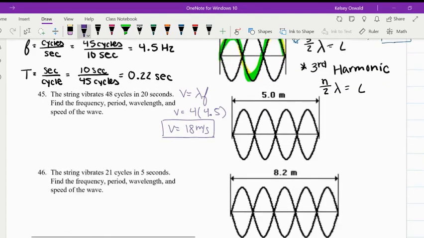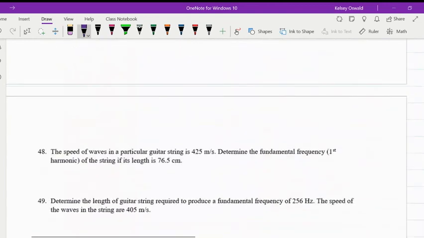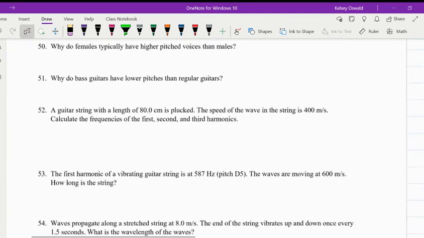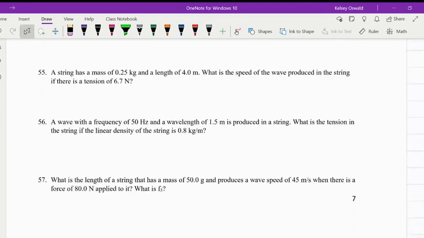All right. So then the next one that we're going to take a look at is number 56. For number 56, it tells us we have a wave with a frequency of 50 and a wavelength of 1.5. We want to find the tension in the string, given the linear density. Remember, that's mu, which is 0.8 kilograms per meter.